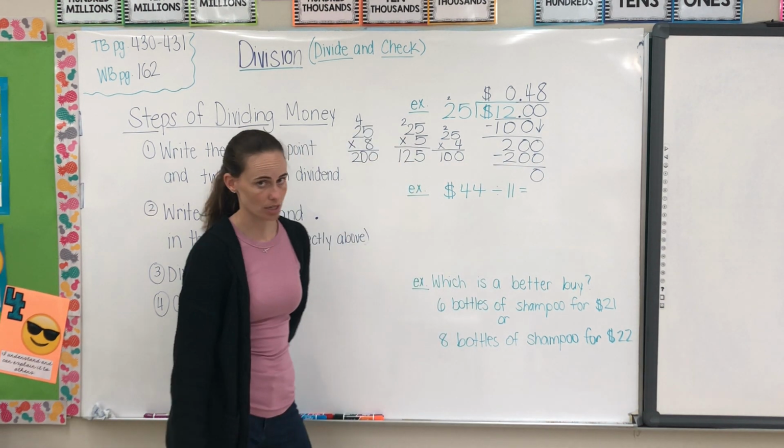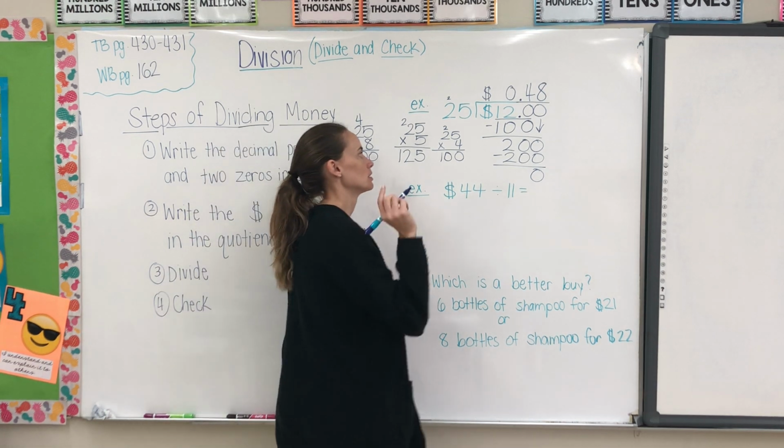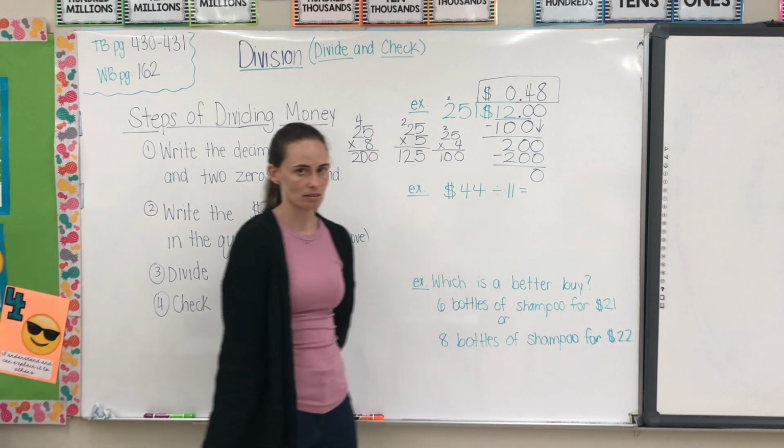Now, since we're doing money, there's not going to be any remainders. If you get a remainder, you did something wrong. Okay? So for this one, it would be 48 cents.